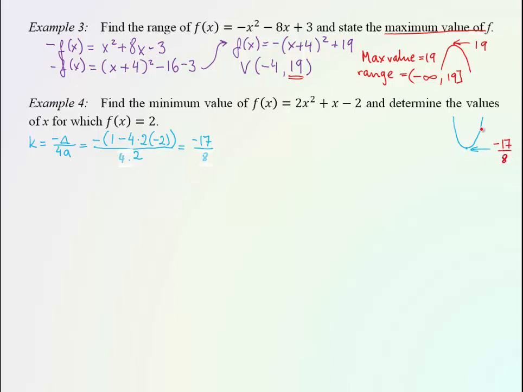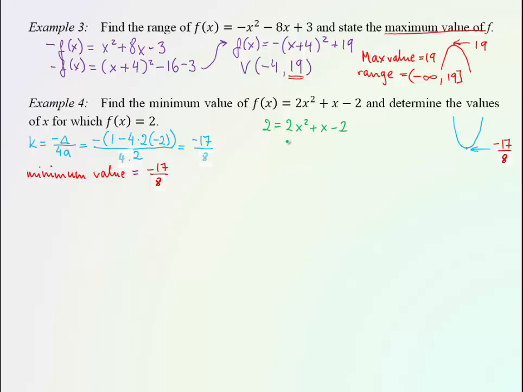And that's our minimum. So we can give the final answer. The minimum value equals -17 over 8. Now the question also asks for finding the values x such that f of x is equal to 2. What does this mean? It means that if I replace f of x by 2, I need to solve this equation.